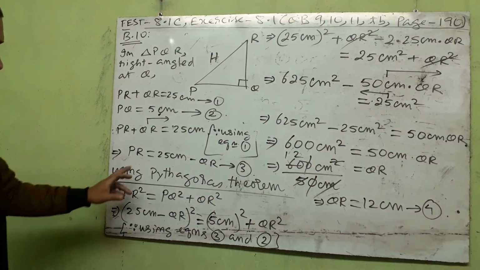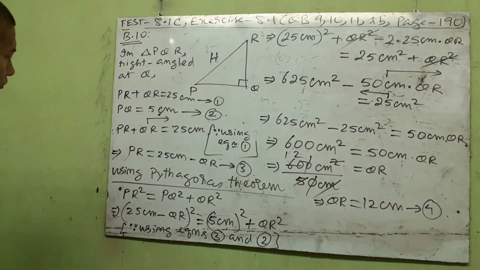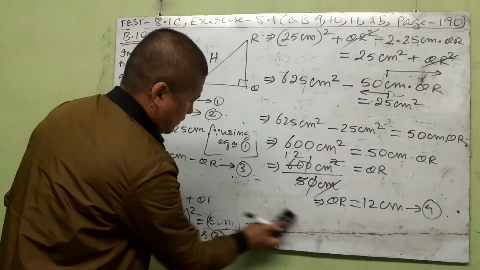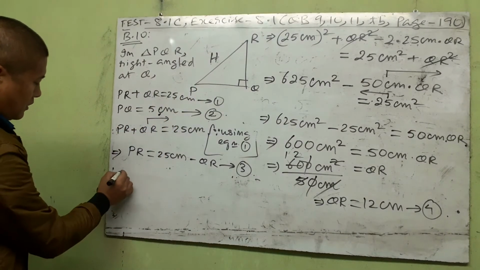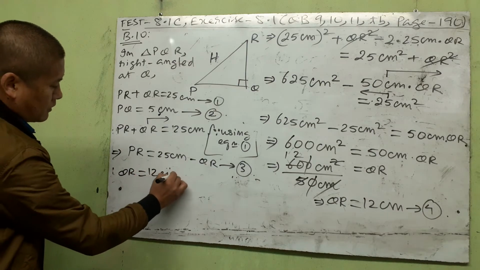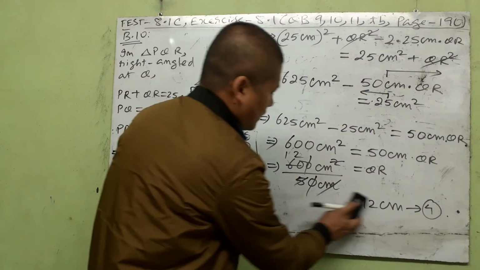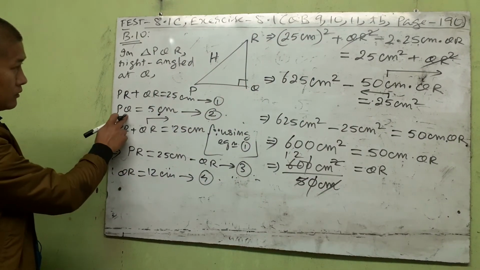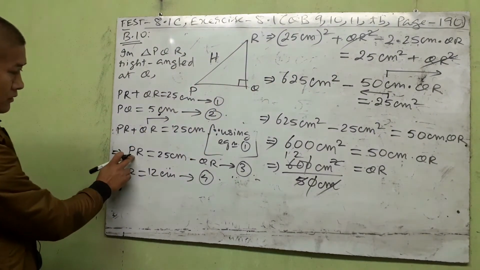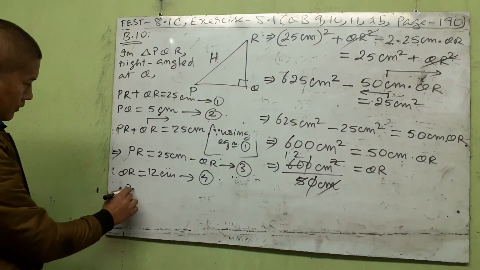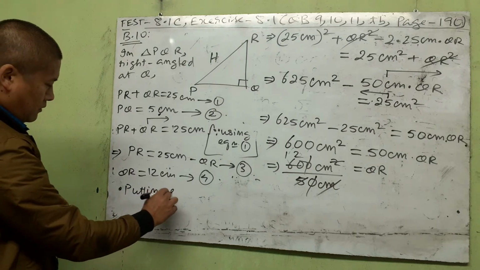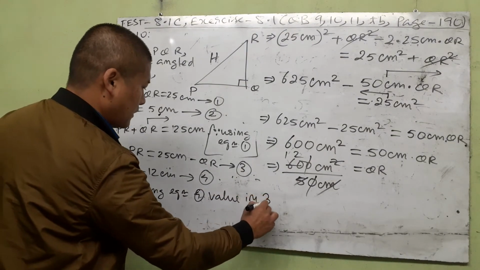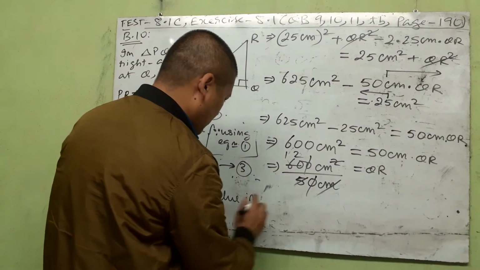So PR you can find out by using equation number 3, I think. So you can write down next here. Let's write down this one here. QR is equal to 12 centimeter. Equation number 4, let us keep it like that. This one just right after this, okay? Don't change. Then here, QR you found, PQ, QR, PQ. So the third side we can find here using this one. So putting equation 4 value in 3. We put equation 4 value in 3.